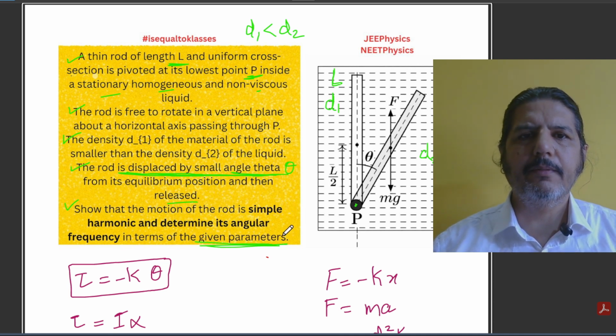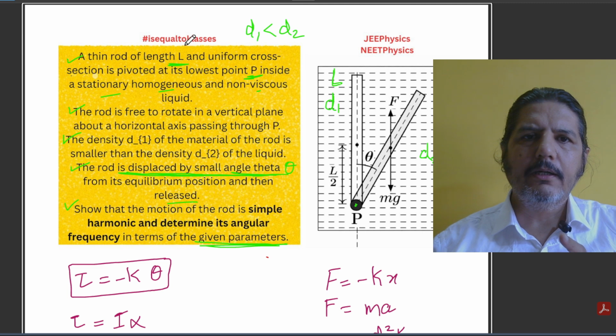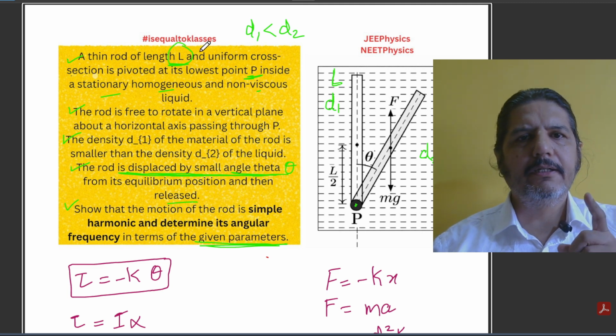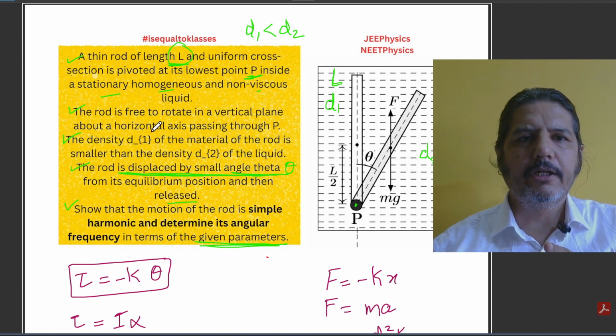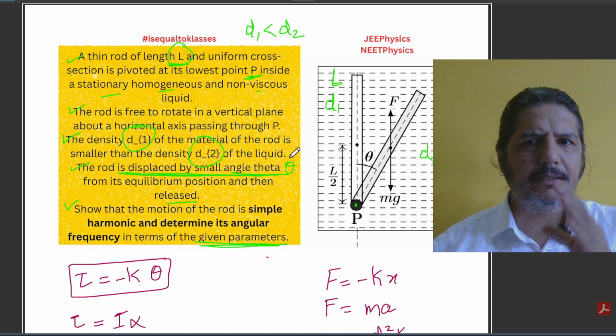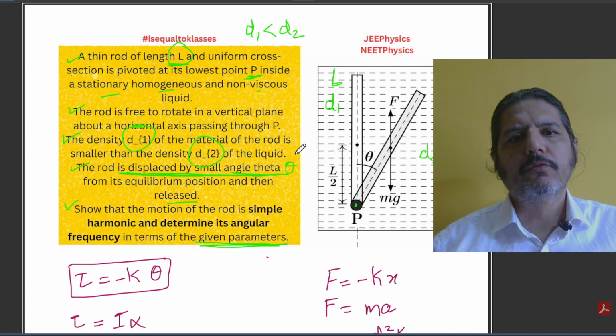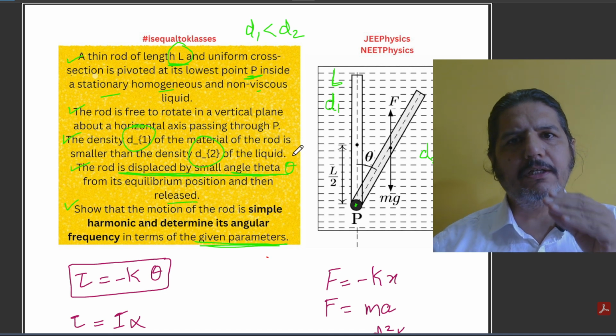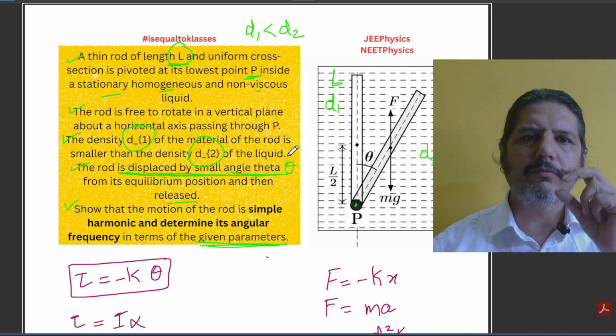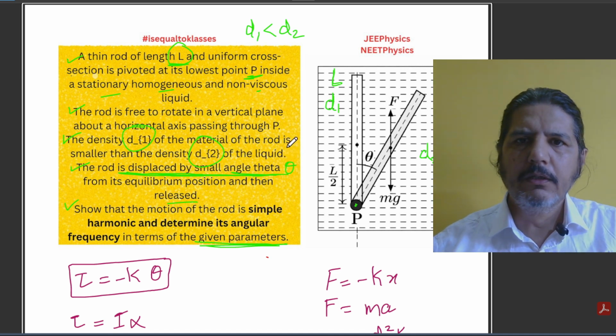This is important. Given parameters: whatever equation you have should be in terms of the length L. You can use d1, you can use d2. So I think these are the only things that we have. So in terms of the given parameters, you have to give the frequency of the SHM. So now let's start.